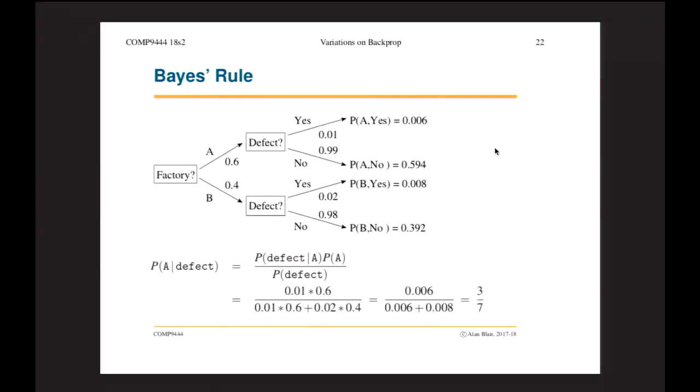So before we found out that the light bulb was defective, we would have said that there was a 60% chance it came from factory A. But after we know that it's defective, we change our estimate from 3/5 to 3/7. But that's still a change, because the fact that it's defective does give us new information. Factory B is more likely to produce defective bulbs than factory A, so we increase our estimate that it came from factory B and decrease the estimate that it came from factory A.